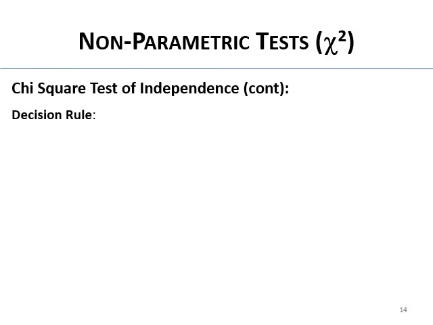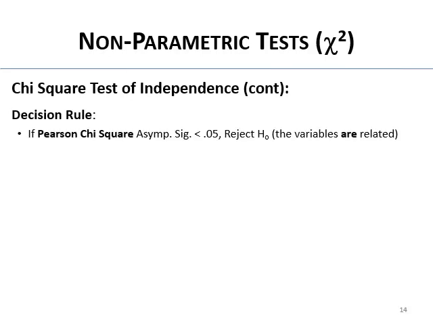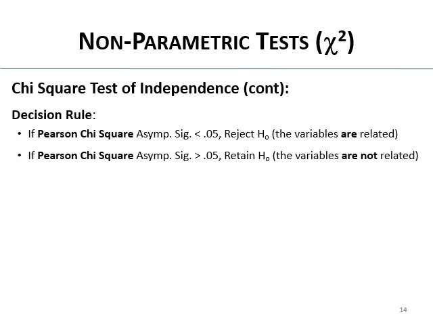So our decision rule is the same, except it's called a Pearson chi-square asymp sig. If it's less than 0.05, you reject the null. Your initial conclusion is, yep, the variables are related. When you reject the null, you say, yes, they are not independent, they are related. Alternatively, if your Pearson chi-square asymp sig is greater than 0.05, you retain the null. The variables are not related. There's nothing going on here. The distributions do not differ across the other variable.